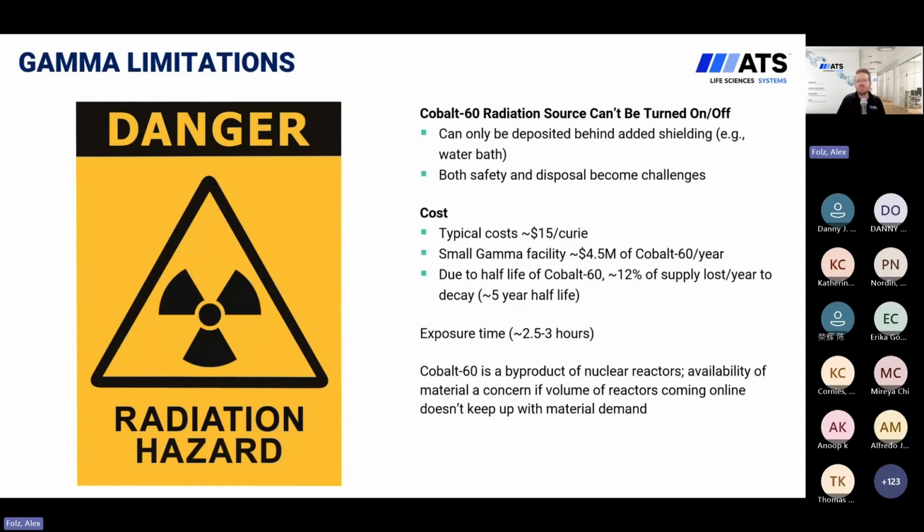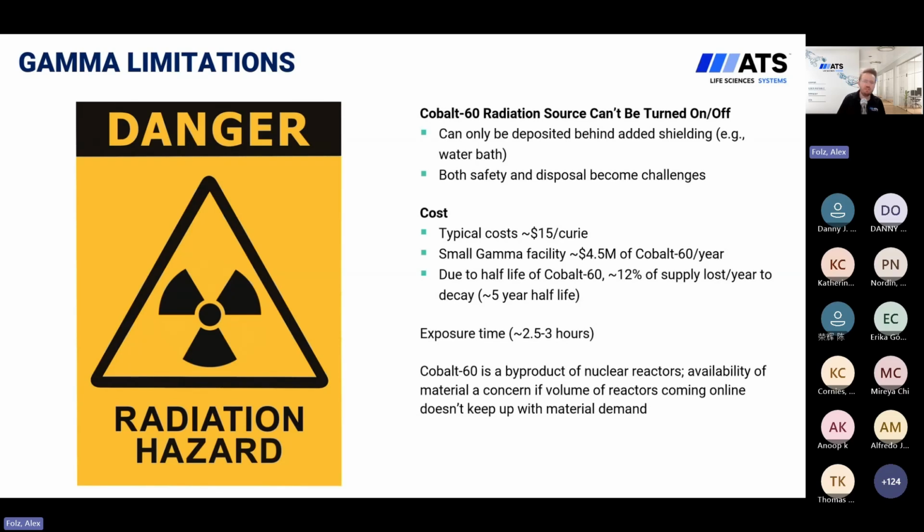Gamma limitations. As we mentioned earlier, the cobalt-60 radiation source can't be turned on and off like X-ray or electron beam. It can really only be deposited behind the added shielding, the water bath that we talked about. This does lead to both safety and disposal challenges: general safety, as well as getting that cobalt-60 out once it's no longer viable. And again, the reason for not being viable is that as it's emitting the gamma rays, it is decaying, right?